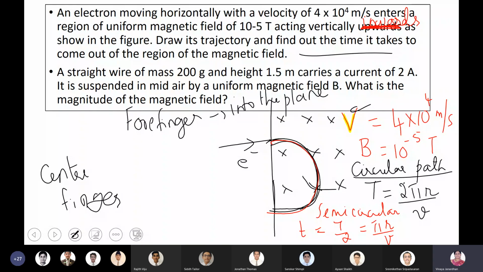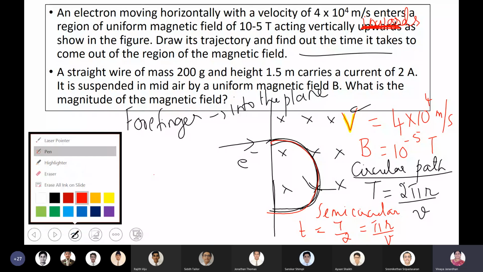Now look at this, boys. Is it possible for me to find the time taken for the charged particle to come out of the magnetic field? Look at the formula: T is equal to pi r divided by v. V, the velocity, is given. The radius I have to find. Now, how will I find the radius? mv by bq, right?